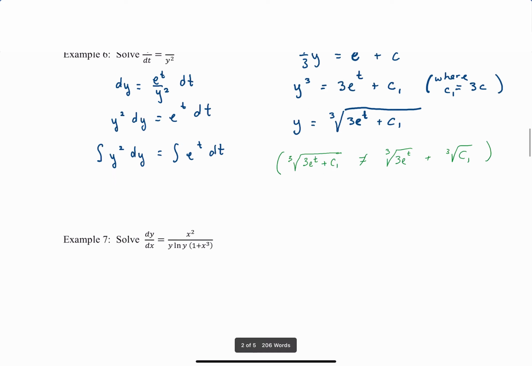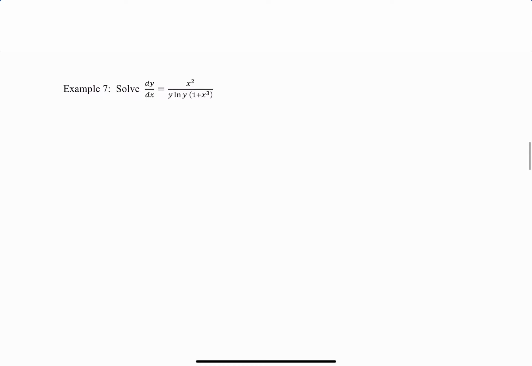Let's try the next example. Let's solve dy/dx equals x squared over y ln of y times 1 plus x cubed. I'll start by multiplying both sides by dx. And it looks like I need to multiply both sides by y ln of y. And you could certainly combine these two steps into one. That would be fine.